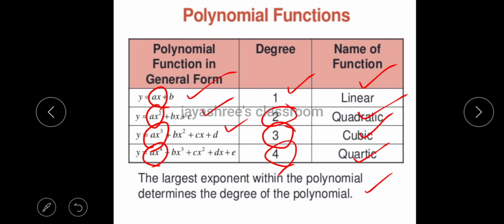So today we discussed different types of functions. It doesn't mean that we have only this many polynomial functions. We have a variety of functions. I discussed only a few functions from that collection. I hope you all understood what I discussed today.